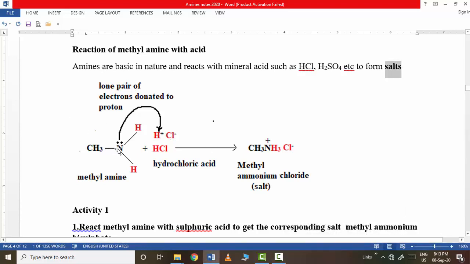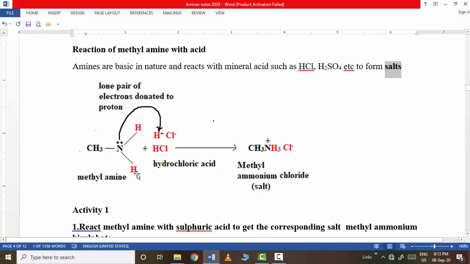In the methyl group, you can see there is a lone pair of electrons. So this structure is very important to remember with the lone pair of electrons. Hydrochloric acid, in the above, I have written in the ionic form so that it will help you to understand the reaction in a better manner. The lone pair of electrons will be donated to the proton. The proton will be abstracted, will be taken by the methylamine.